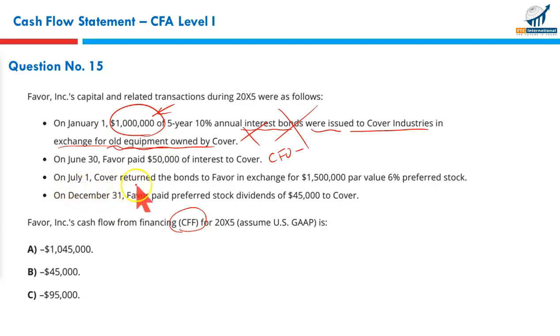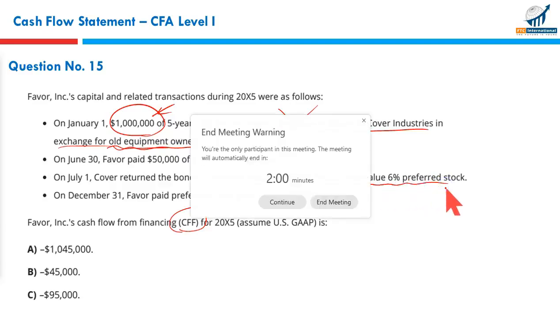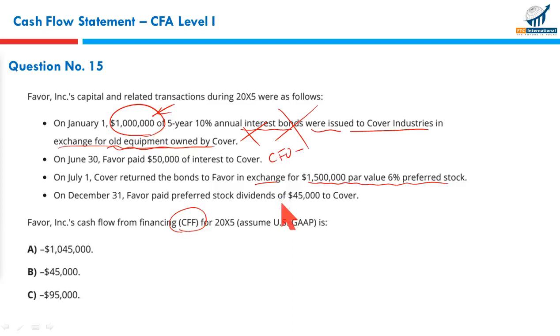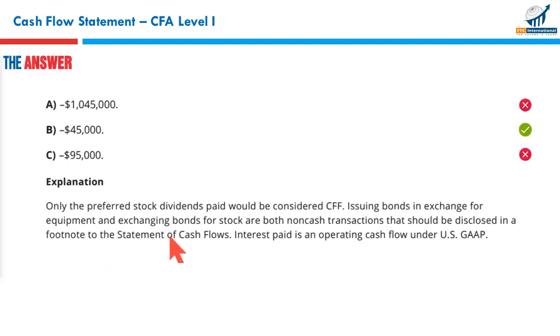On July 1st, Cover returned the bonds to Favor in exchange of 1.5 par value 6% preferred stock. Bonds are being converted into preferred stock. No cash is changing hands. No cash is going in. No cash is going out. Ignore this. On December 31st, Favor paid preferred stock dividend 45. This payment of dividend is a financing outflow. Only this. This is the only financing outflow. That makes B to be the correct option, and B it is.